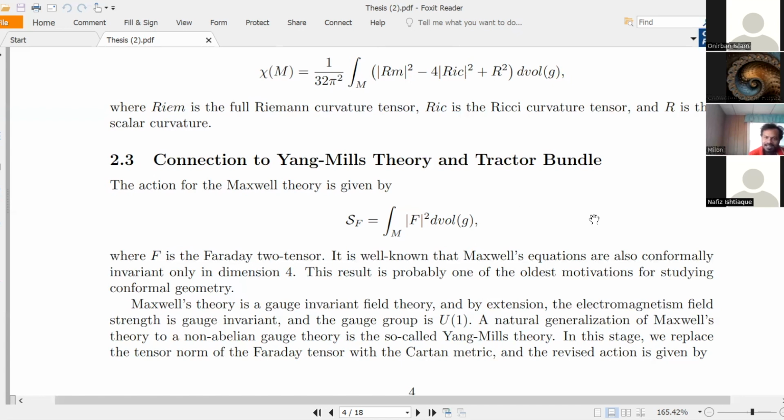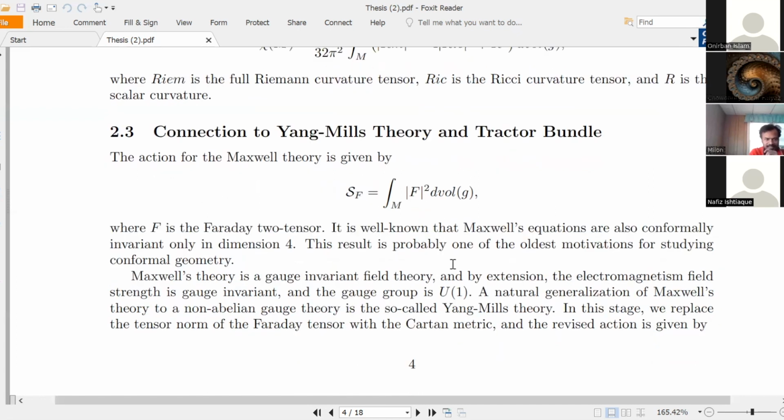So this is my third motivation, and there are some other motivations. The third motivation is this one. This is the classic Maxwell action, whatever. You just take the norm of your Faraday two-tensor. What do you guys call F? It's some kind of strength in the physics literature. Electromagnetic strength. So again, are you considering now a Riemannian manifold or a Lorentzian manifold, this M in this equation S of F?